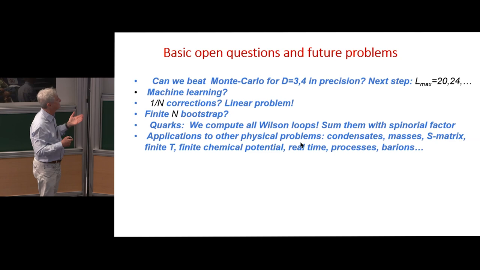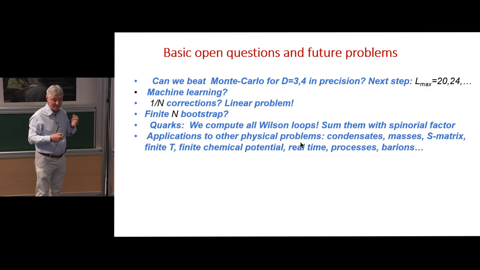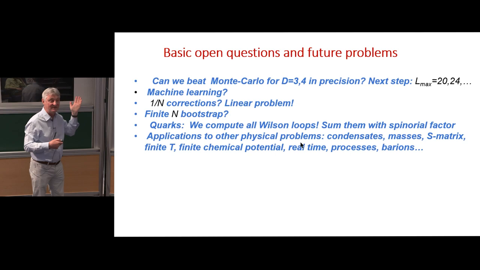For example, people say that finite chemical potential is a terrible problem for Monte Carlo. The results are very bad. And here, I think we don't have this particular obstacle.